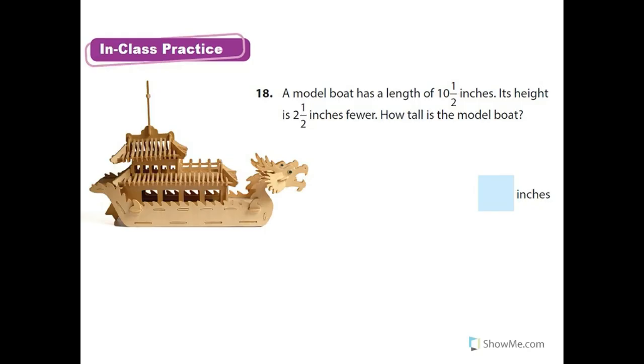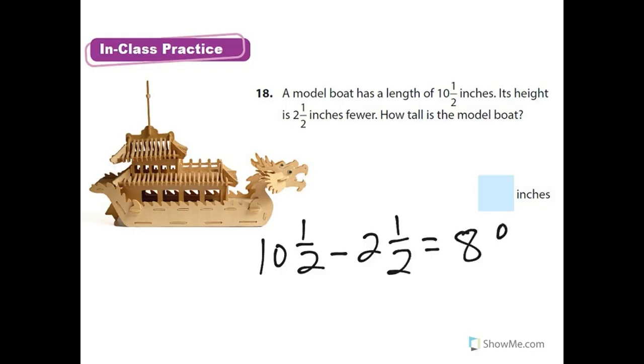All right, so a model boat has a length of 10 1/2 inches. Its height is 2 1/2 inches fewer. How tall is the model? So minus 2 1/2. We've got 8 0/2. And how are we going to write that? Yep, we're going to write it as 8.